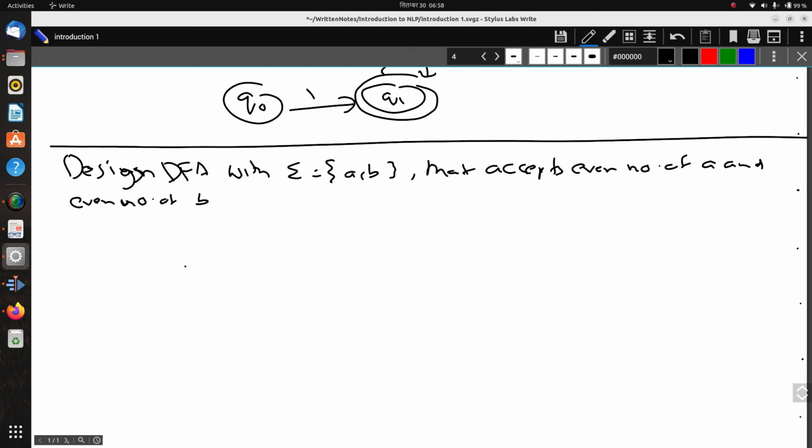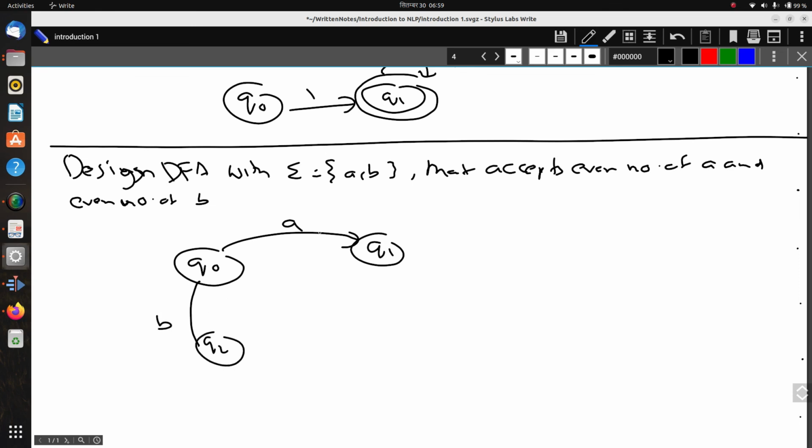We basically need an initial state here. So Q0, if we get an A, let's go to Q1, it's not a final state. If we get a B, let's go to Q2, again not a final state because it has to be even number of A and B. So from here, if I get a B here, I go to Q2 again, which is not the even number of A and B because I just have one A and one B.